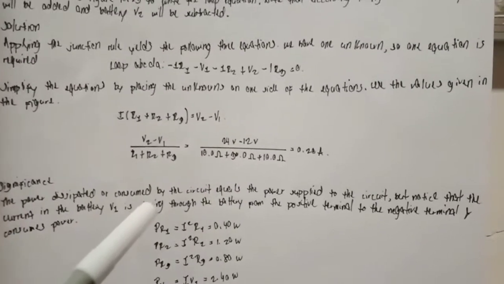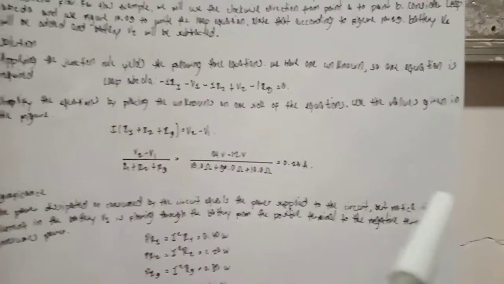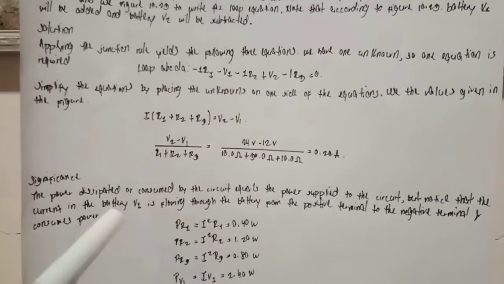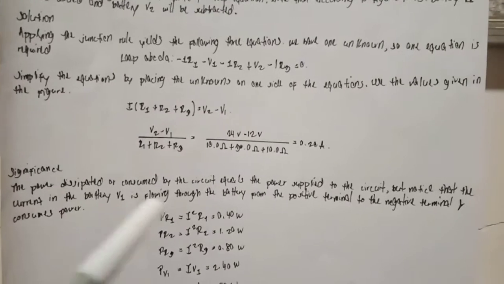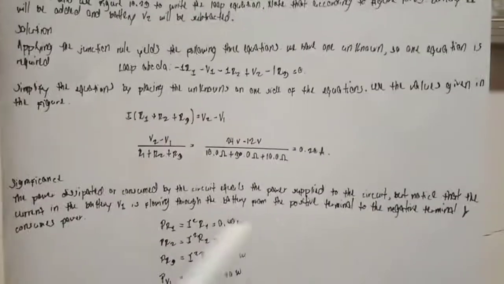Significance: the power dissipated or consumed by the circuit equals the power supplied to the circuit, but notice that the current in the battery V sub 1 is flowing through the battery from the positive terminal to the negative terminal and consumes power.